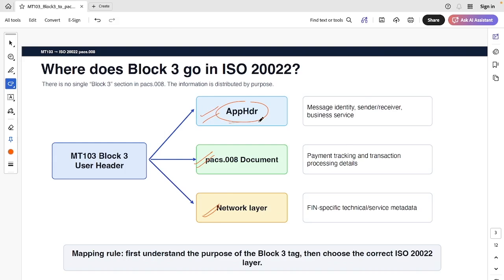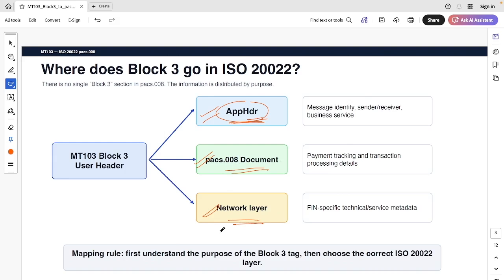So the first layer is the app header, or application header. This is where information about the message identity goes: things like sender and receiver information and the business service being used come under this application header. The second layer is your document. This layer basically contains the actual payment message information. This is where payment tracking and transaction processing details remain, for example, your UETR information. The third layer is the network layer.